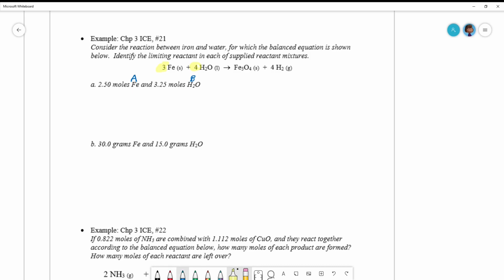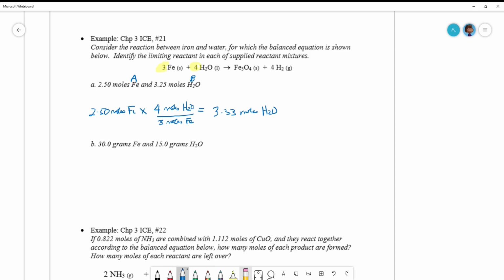So what are we going to do? Well, let's just click back on this. We're going to take my 2.50 moles of iron and apply that mole ratio, which is 4 moles of water reacting for every 3 moles of iron. And when we do this, plugging and chugging, I get 3.33 moles of water.